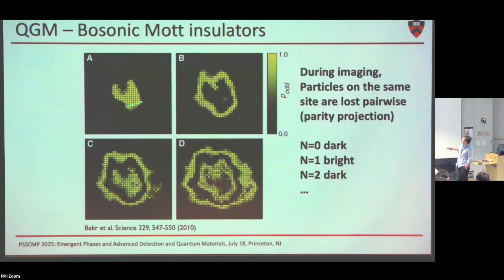Now, if you start increasing the atom number by putting more particles in there, you still see this region, but there's a dark one inside. And this actually corresponds to n equals 2, because it turns out that in these quantum gas microscopes, if you have 2 particles, they actually go dark. Particles are always lost pairwise if you try to image them. Now, if you get more particles, you see an n equals 3 plateau and an n equals 4 plateau, and so on. So now this is sort of direct evidence of seeing this Mott insulating phase.